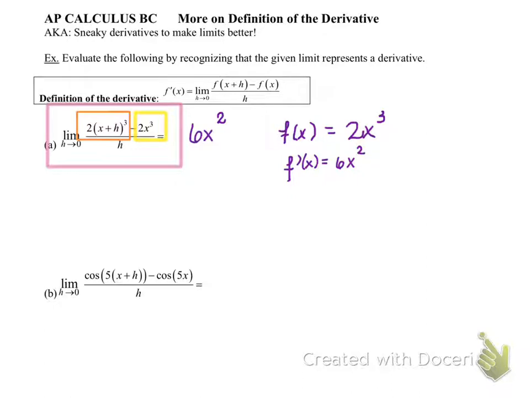Here on B, we're looking at an original function of cosine of 5x. We're trying to take the derivative of the cosine of 5x. Well, the derivative of cosine of 5x is the negative sine of 5x, all times 5, because we have to take the derivative of the inner function, which is actually simply negative 5 sine of 5x.